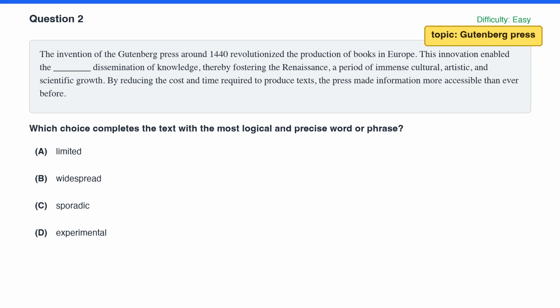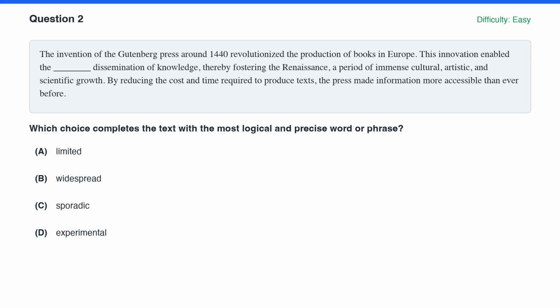Passage about the Gutenberg press. It revolutionized book production and made information more accessible than ever before. The blank. This innovation enabled the blank dissemination of knowledge. Step 1, cover the choices. Done. I have the surrounding sentences in front of me.